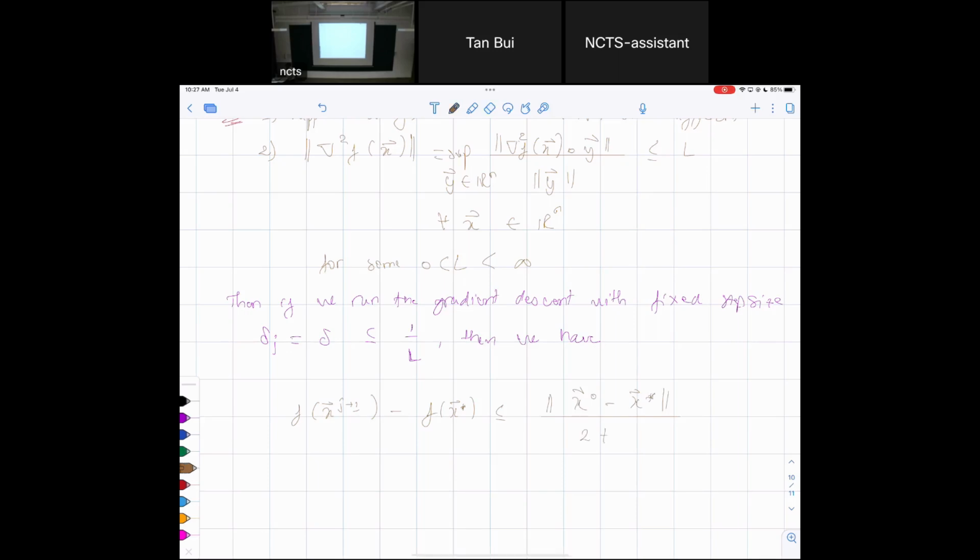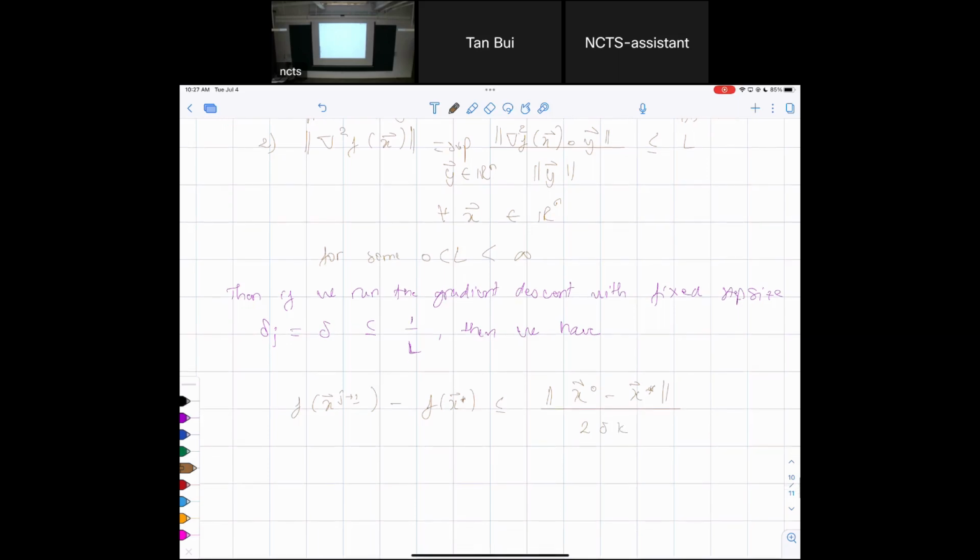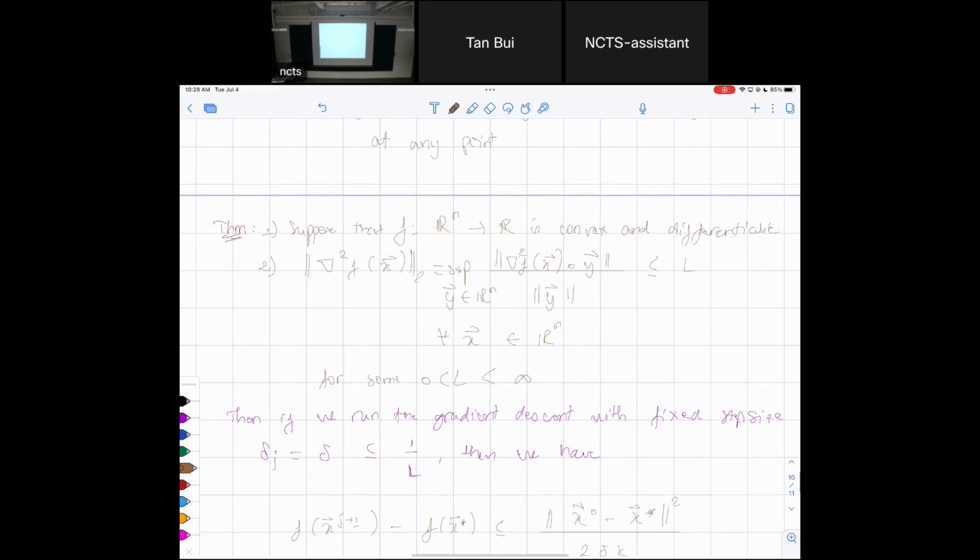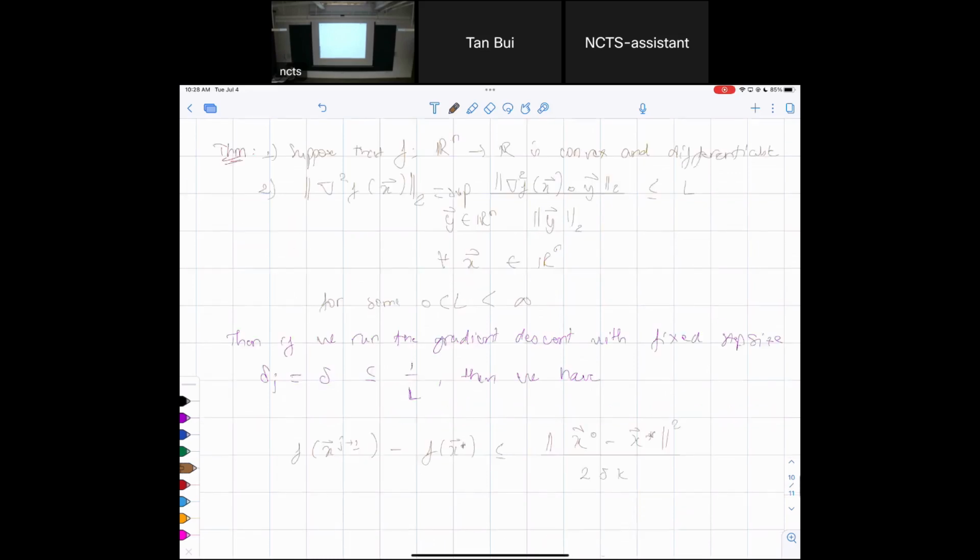over delta k. I don't know whether I may have made a mistake here. We come back later. Okay, don't worry about it. So square. Let me actually make sure that we understand this is the L2 norm. I put a 2 here.